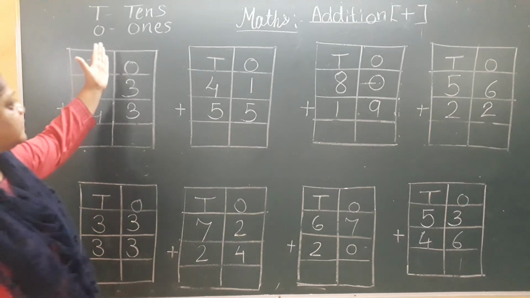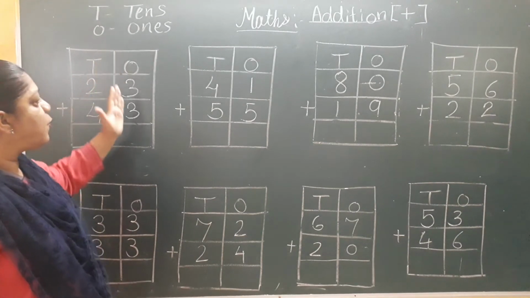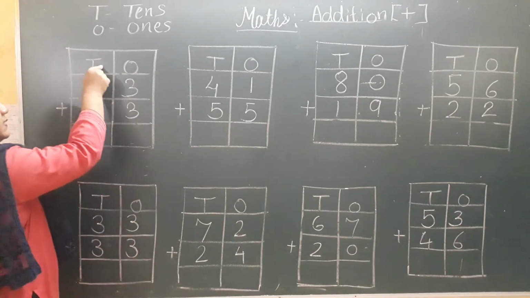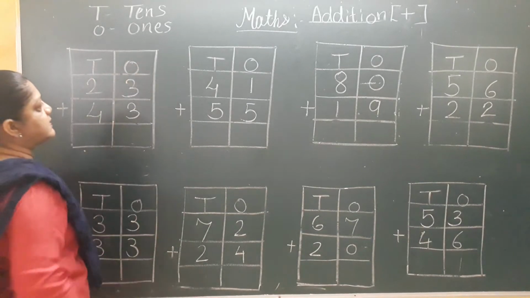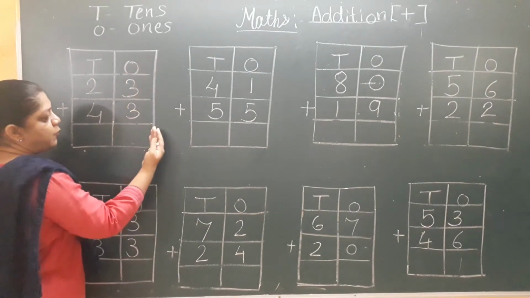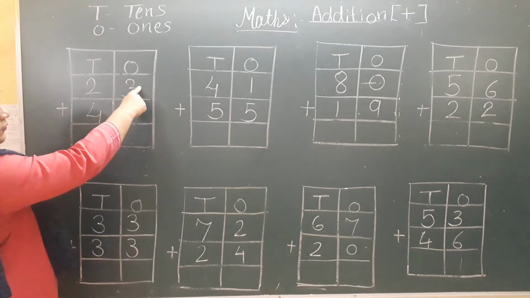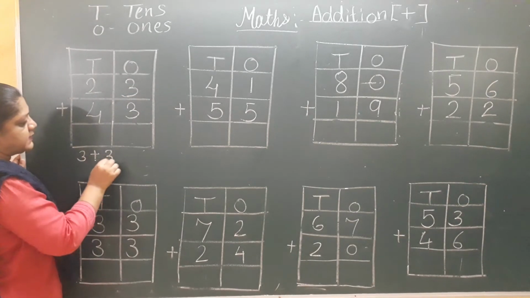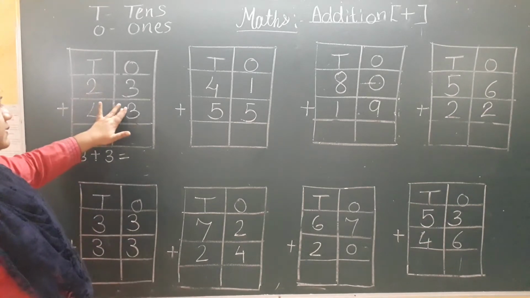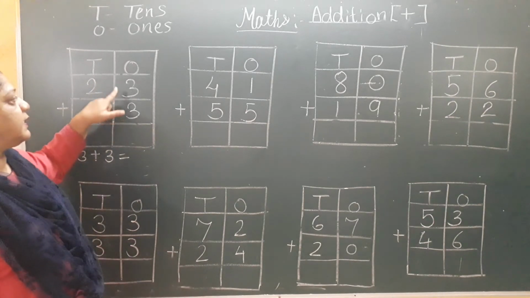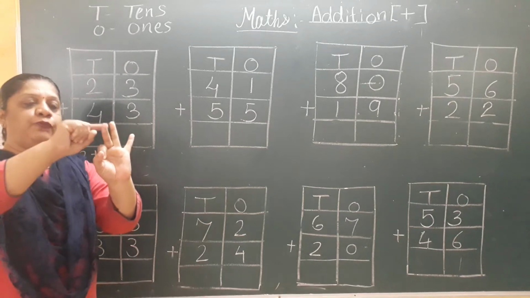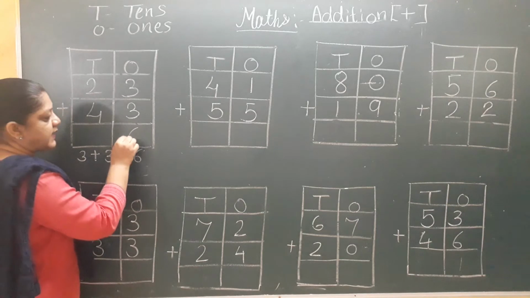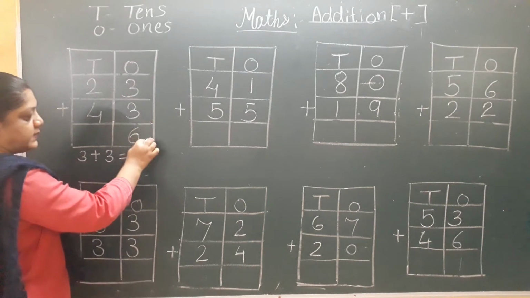And students, always start from ones. This is the tens column and this is the ones column. So start from ones: 3 ones plus 3 ones. 3 plus 3, you just count 3 fingers after 3: 4, 5, 6. Our answer is 6. You write 6 under ones.